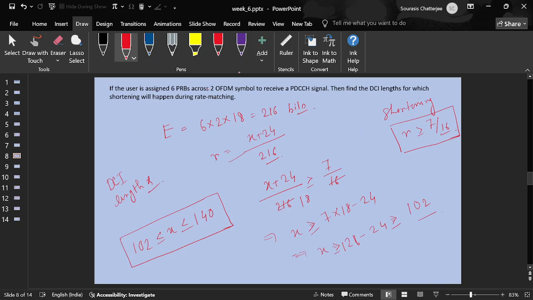This question is again 6 PRBs across 2 OFDM symbols. Then what should the DCI length be for which shortening will happen during rate matching? Now whenever you hear the term shortening here, what is the criteria of shortening?